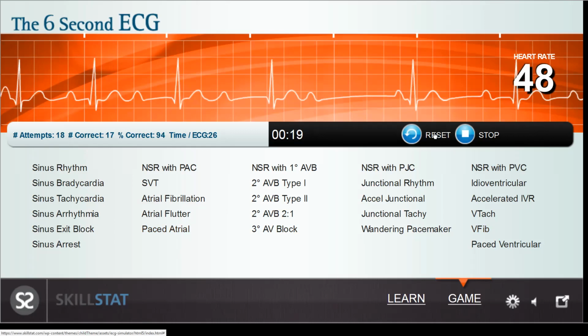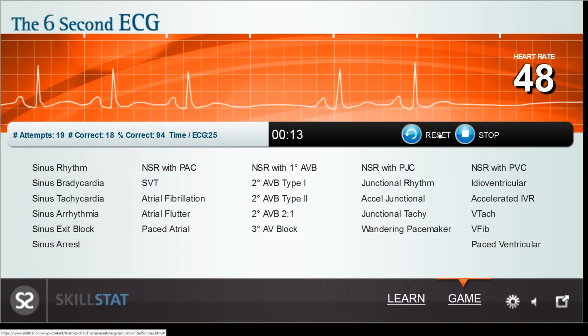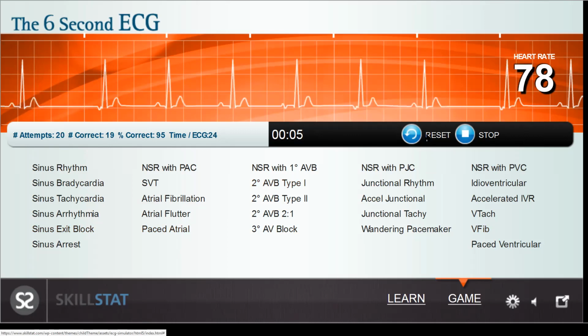More P waves and QRSs. They're getting longer and longer and longer with a dropped QRS. Second degree type 1, no treatment necessary. Sinus arrest or sinus block. Last one was arrest, so this one's probably block. This one is a wandering pacemaker. I got P waves that look different.